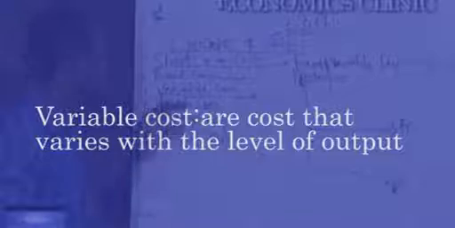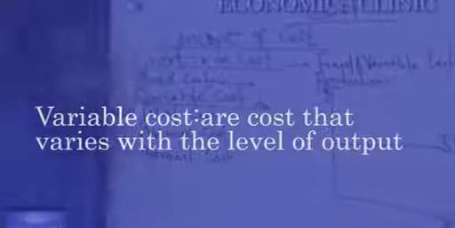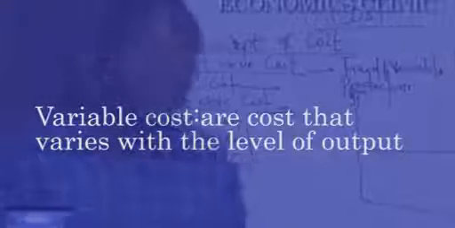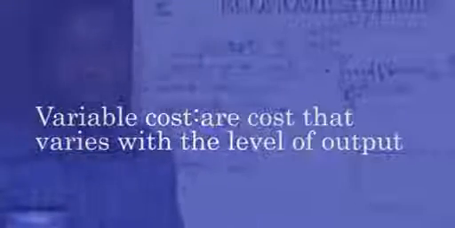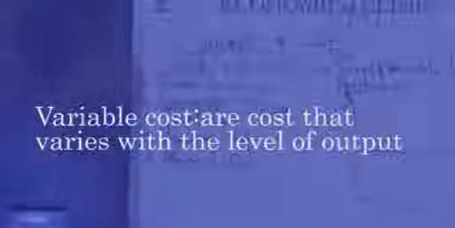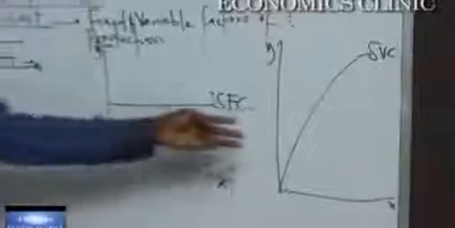Now next is variable cost. What is variable cost? Variable costs are costs that will vary with the level of output. That is, the amount of input will determine the level at which we produce. This is represented on a graph where we have X, Y, short run variable cost. This is how it's represented.